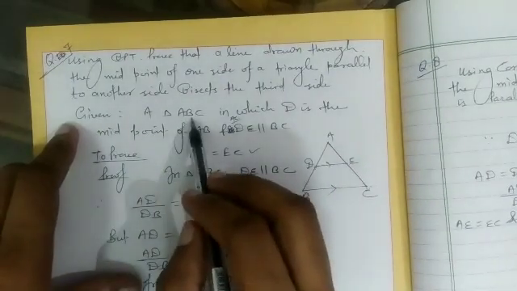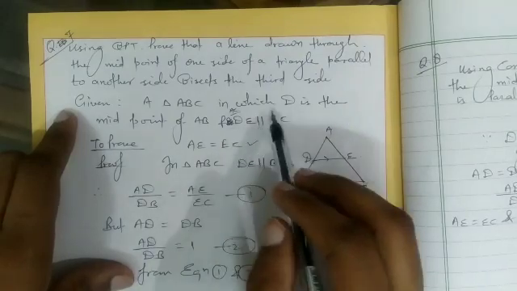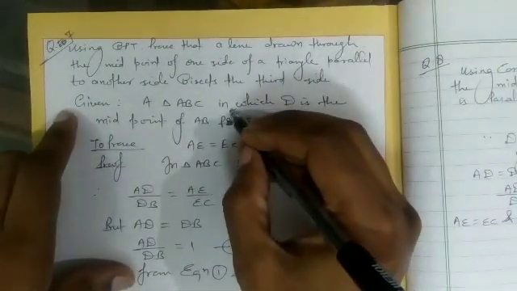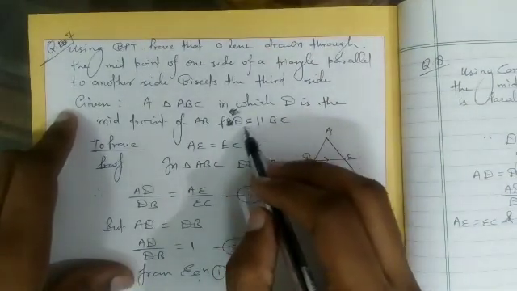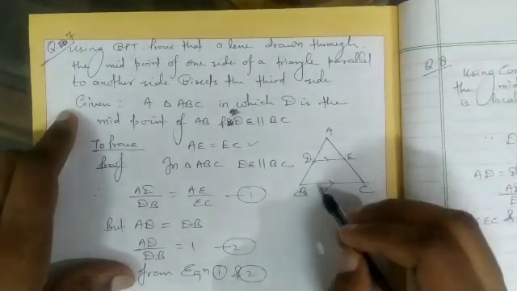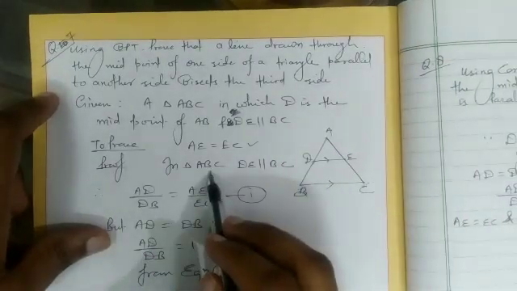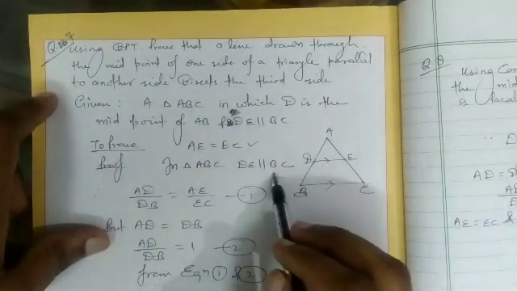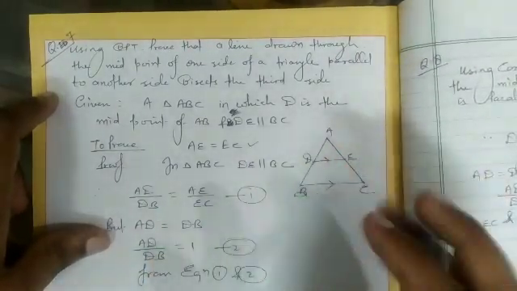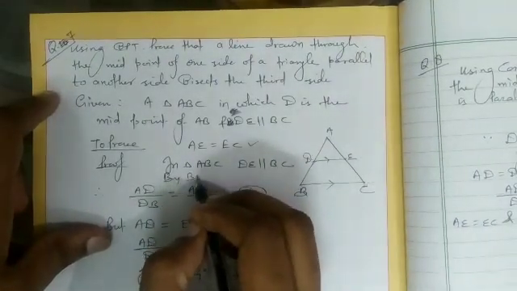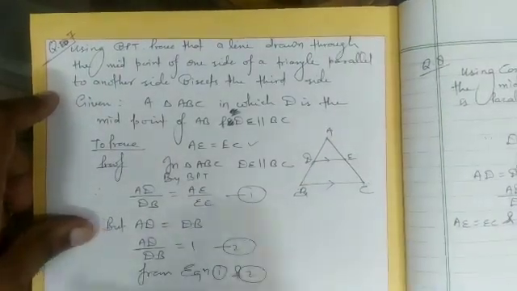What is given? A triangle ABC in which D is the midpoint of AB, not AC. D is the midpoint of AB and DE is parallel to BC. We are given that DE is parallel to BC, so in triangle ABC we can apply BPT theorem. Whenever sides are parallel, we can apply BPT theorem in a triangle. So by BPT we can say that AD upon DB equals AE upon EC.